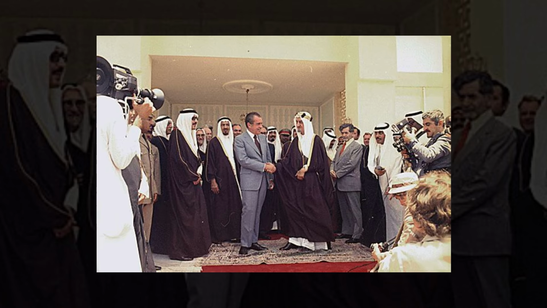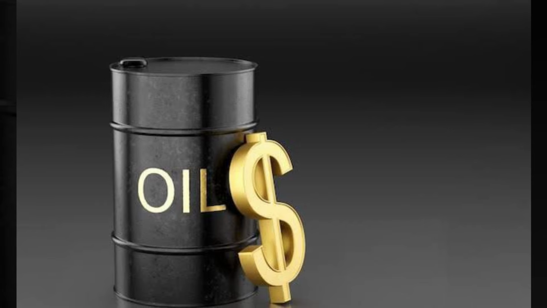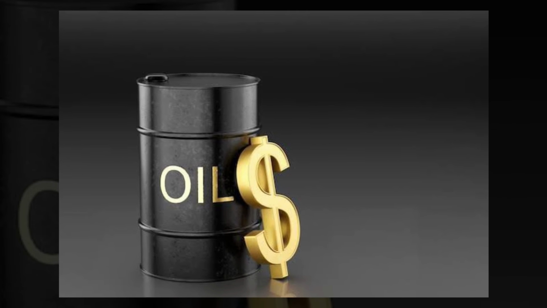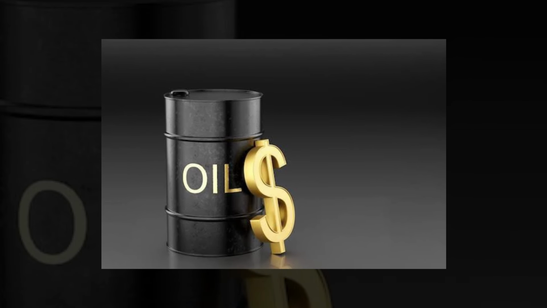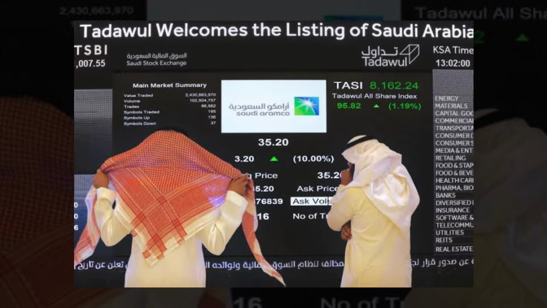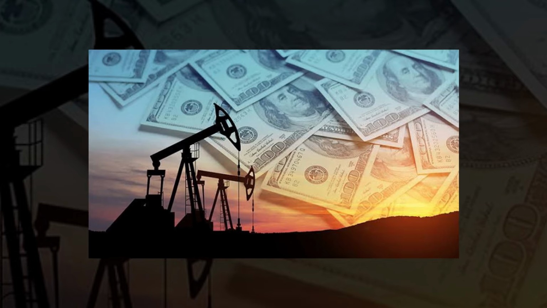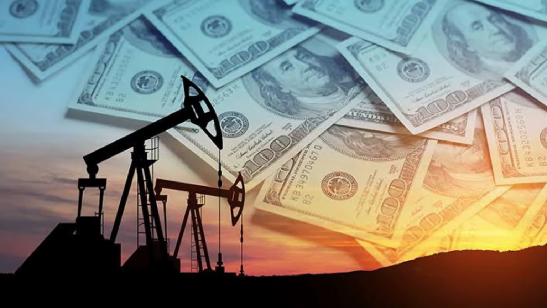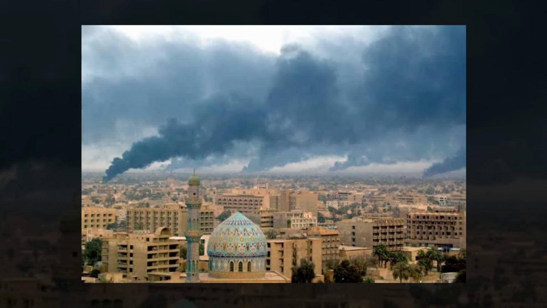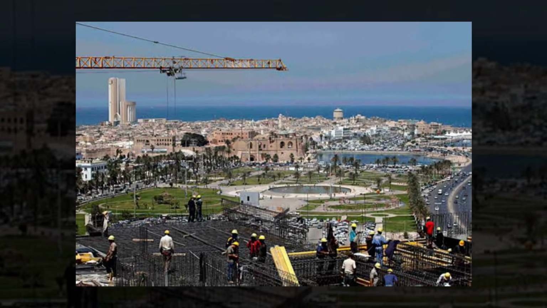In 1974, the US struck a deal with Saudi Arabia. In exchange for weapons and protection, the Saudis would sell oil exclusively in dollars. This created the Petrodollar system, forcing every oil importing nation to hold US dollars. Today, oil trade is worth over $2 trillion annually, and nearly all of it is still conducted in dollars.